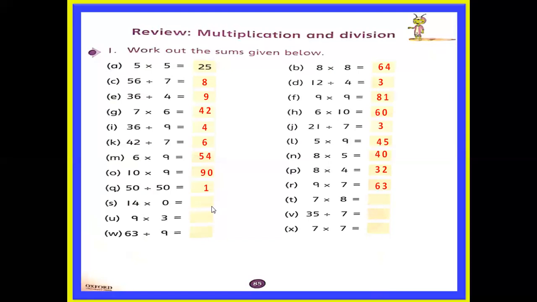40 multiply 0. What is the answer? I told you. Yes, tell me. The answer is 0, because I told you when we multiply 0 with any number, the answer is 0.